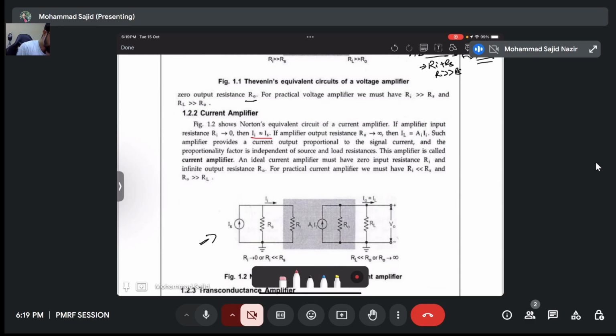And if the amplifier output resistance R naught tends to infinity, then IL is AI. Such an amplifier provides a current output proportional to the signal current, right? And the proportionality factor is independent of the source and load resistance. This amplifier is called a current amplifier. For the ideal case, we should have 0 Ri and infinite R naught. For practical cases, Ri should be much less than Rs, and R naught should be very much greater than RL. So this is what is desired in the current amplifier.